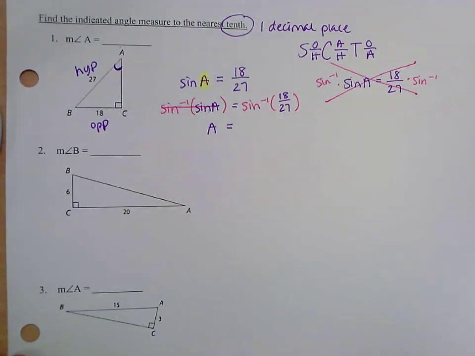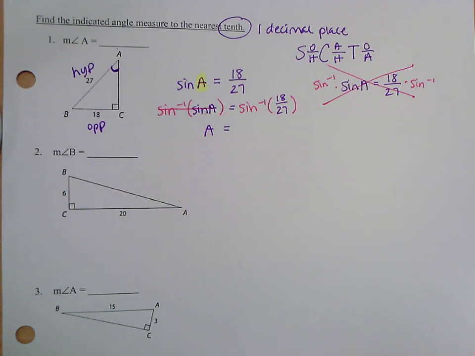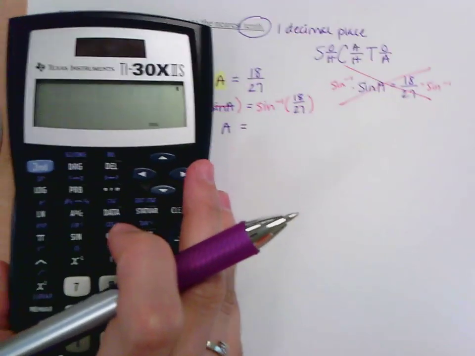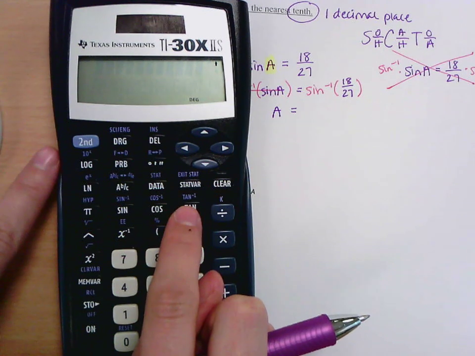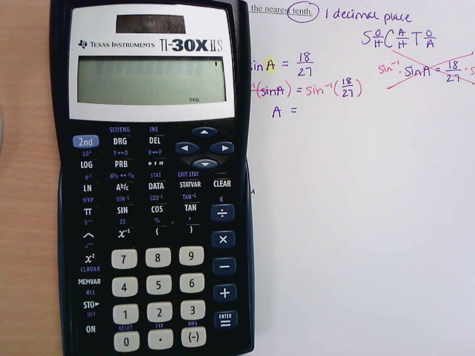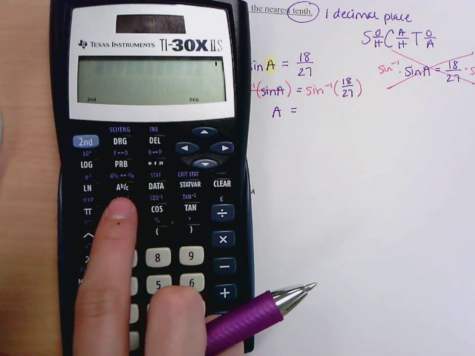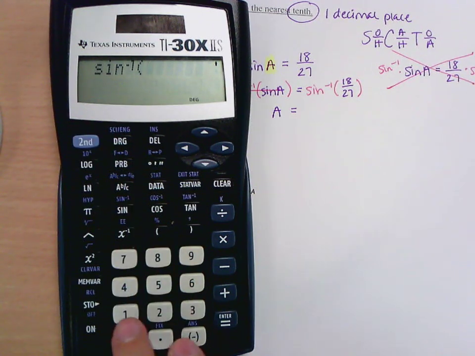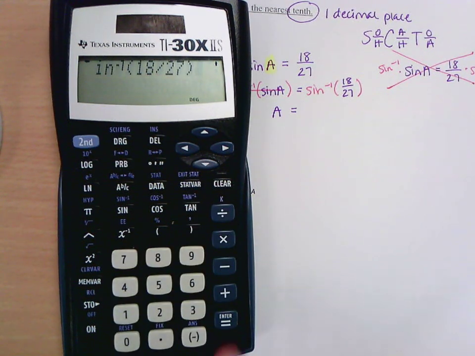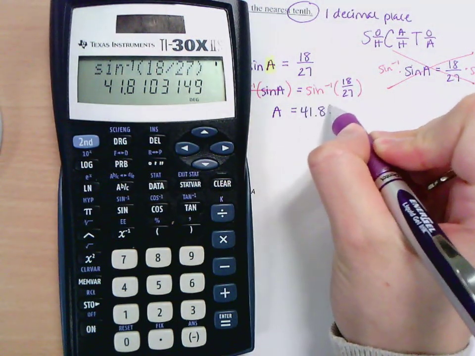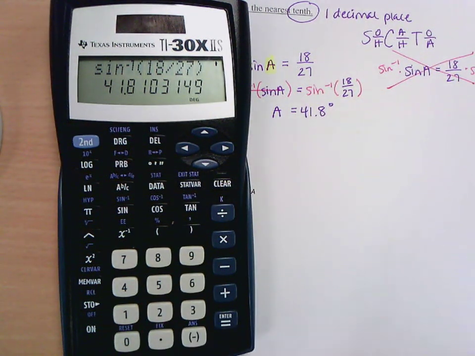This I type in my calculator. So inverse sine, I have to type in on mine. The inverses are right above the sine, cosine, tangent keys. You have to hit second. Most of you will have to hit second or shift. So I have to hit second sine for the inverse sine, and then I type in 18 divided by 27, close the parentheses, and hit enter. And then it gives you the angle, and we're rounding to 1 decimal place, so 41.8. So the measure of angle A is 41.8 degrees.